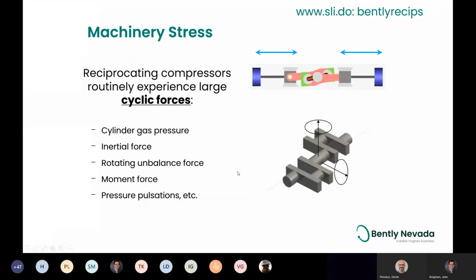Now back to recips. Recip compressors routinely experience large cyclic forces, and that's one of the differences between recip compressors and centrifugal compressors.